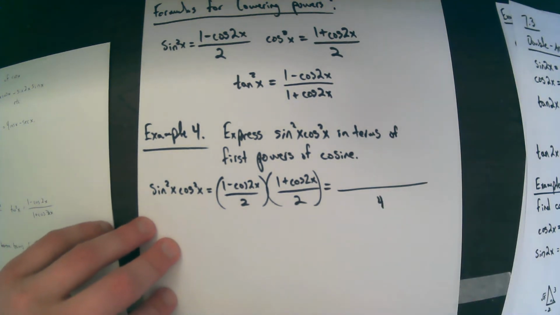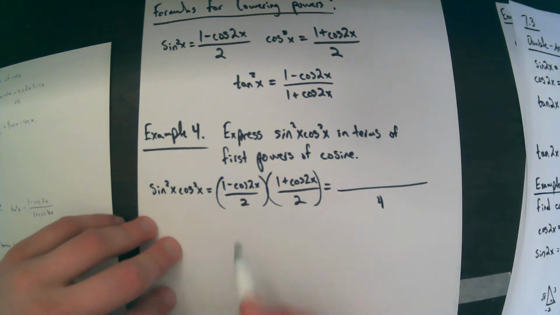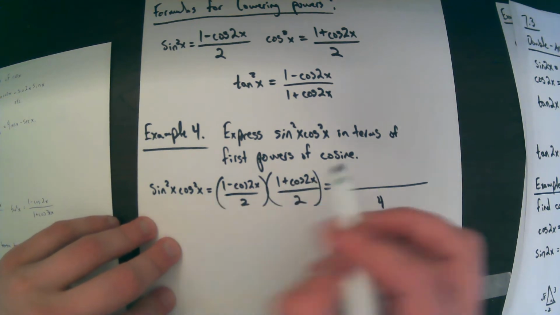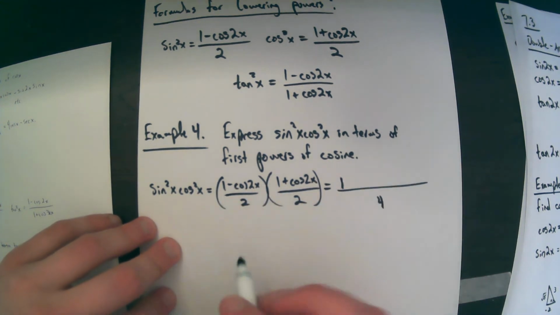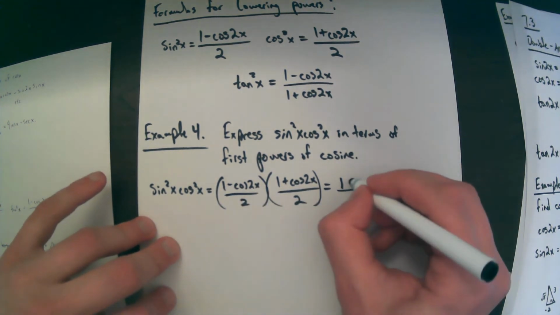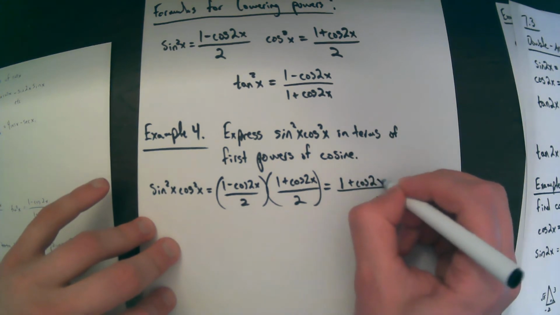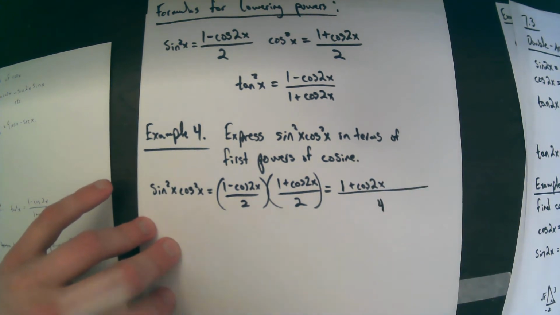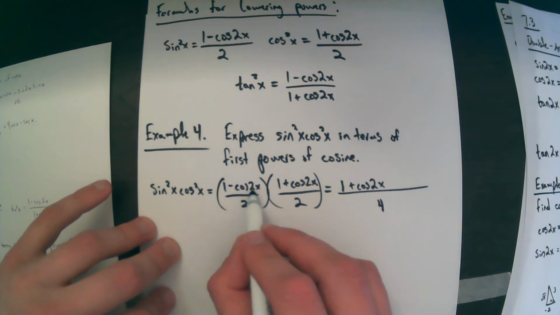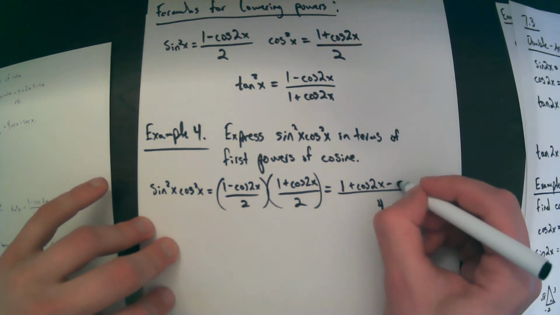Denominator will be 4, 2 times 2. Now here I need to do some distribution, so 1 times 1 gives me 1. 1 times positive cosine 2x gives me positive cosine 2x. Moving on to the negative cosine 2x times 1, that's going to give me negative cosine 2x.